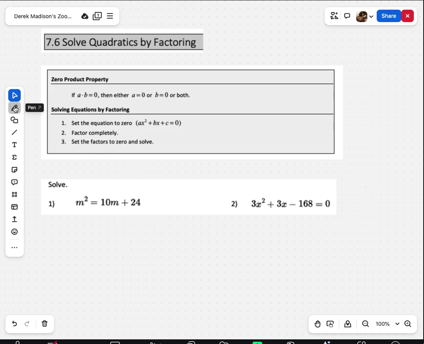The reason for that is because if we have something of the form a times b equals 0, that can only happen if either a is 0 or b is 0, or they both happen to be 0, I guess. And we're going to use that with factoring because we get a set of parentheses times a set of parentheses equals 0. If we can figure out what would make each of those parentheses come out to 0, that's going to be our solutions. So let me show you what that would look like.